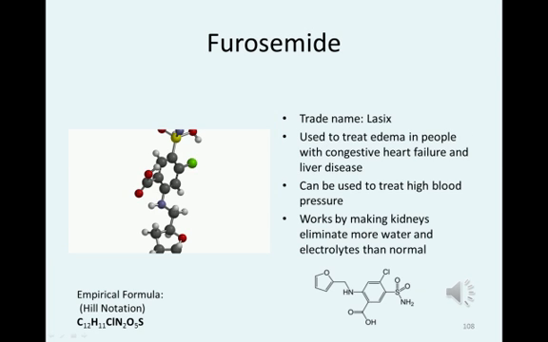Furosemide. Furosemide is used to treat edema in people with congestive heart failure and liver disease. It's also used to treat high blood pressure. It works by making the kidneys eliminate more water and electrolytes than normal. It goes by the trade name Lasix.